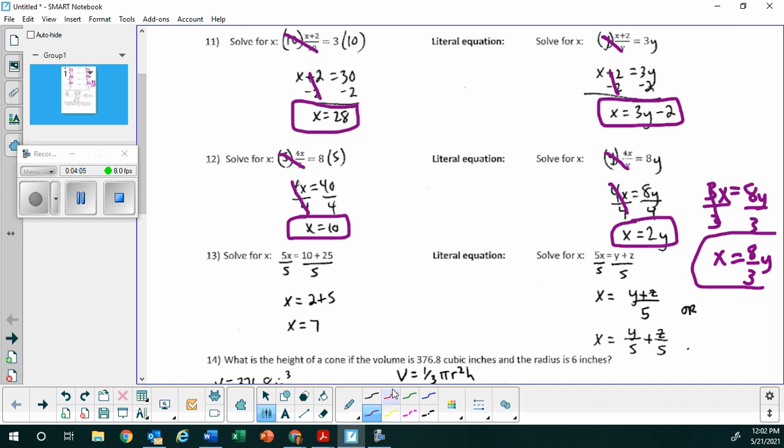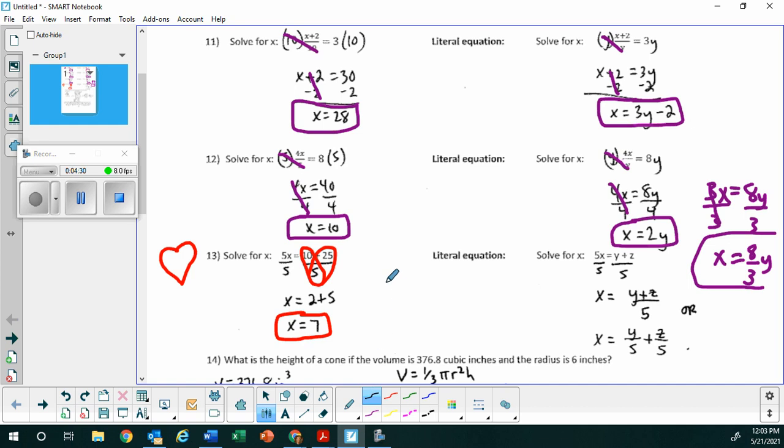All right, now over here for number 13, the Hart method should ring a bell from the first video that you guys watched. We're talking about the Hart method. So because I have a 5x over here, I'm going to divide both sides by 5. And here, 10 divided by 5 is 2, and 25 divided by 5 is 5. And now, if I just say 2 plus 5, I get my 7.